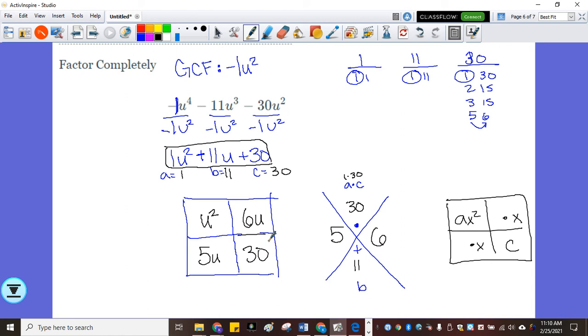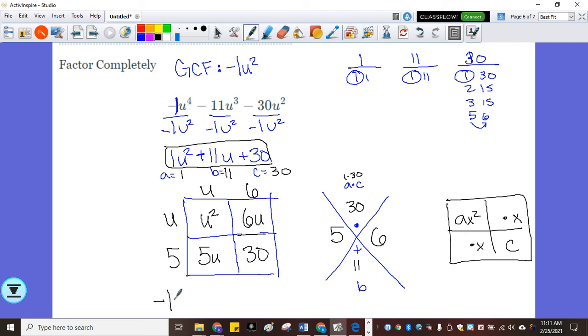U squared and 6u. What do they have in common? They both have a u. One u, so I'm going to take a u out. I have 2 u's in the box, I took 1 out here. How many do I have left? 1. Yep. 6 times u, it's going to be 6 because I took my u out, so I'm just left with my number. 5 times u, going to be 5. 5u divided by 5 gives me u. And then 5 times 6 gives me 30.